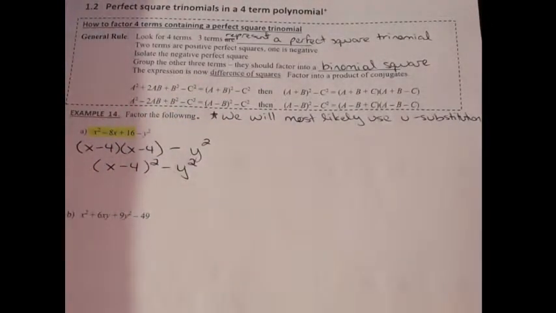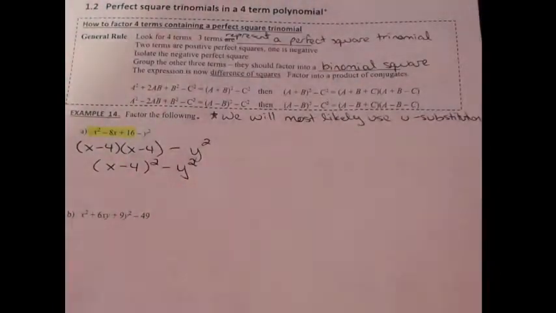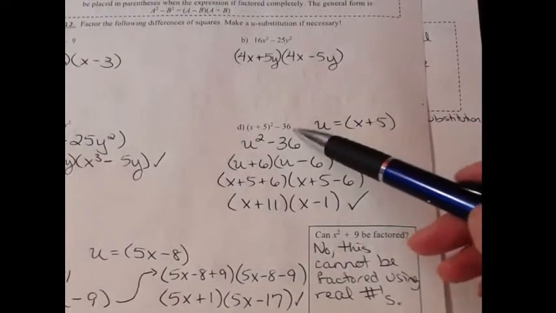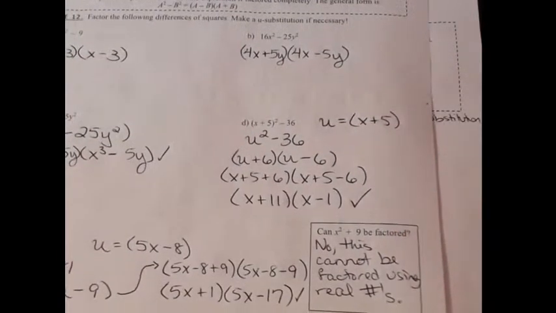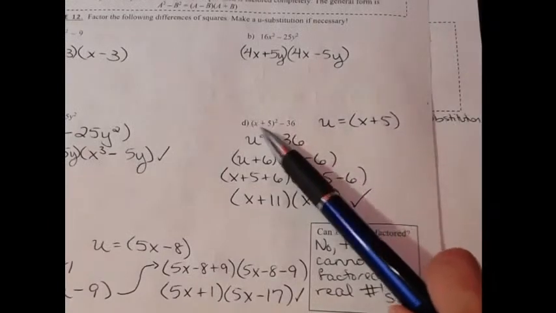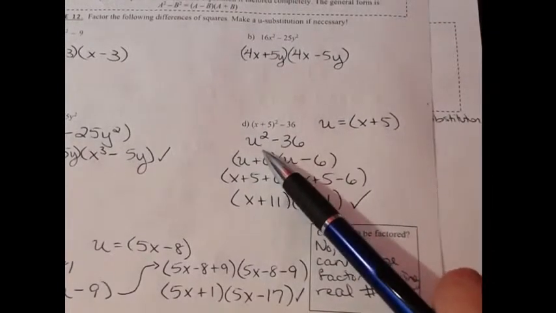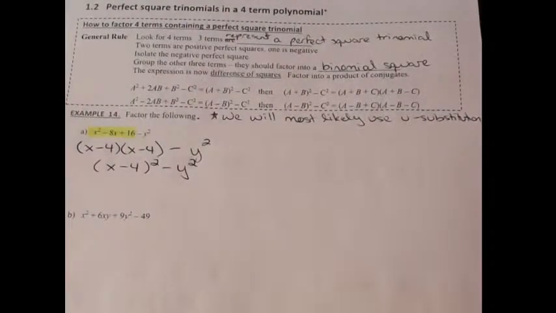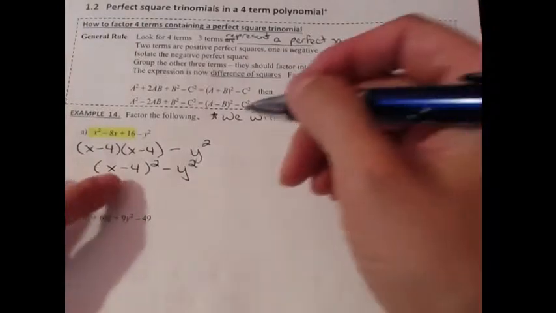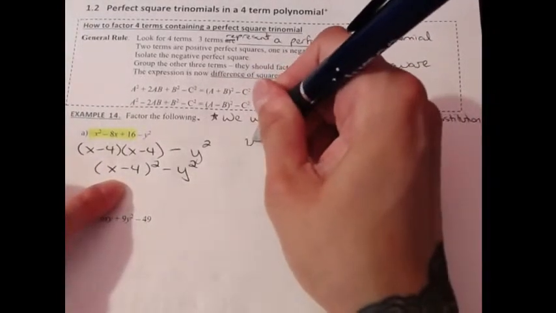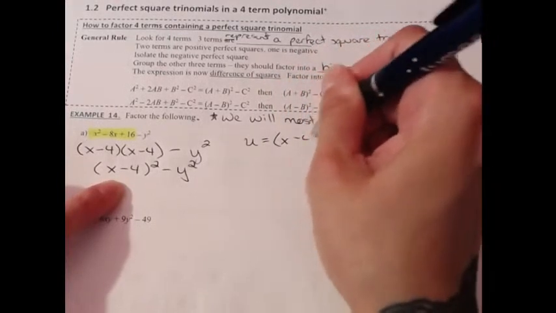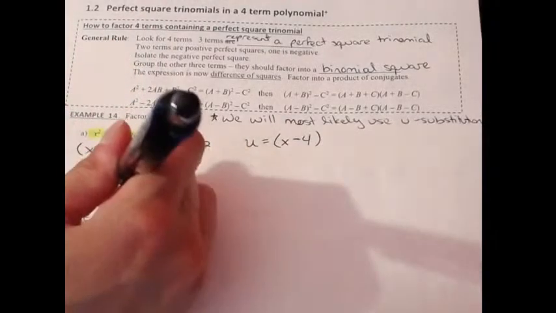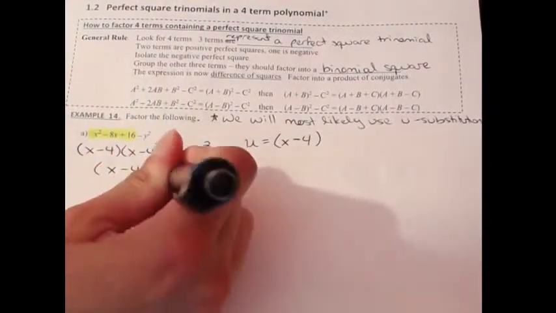Recall from our previous page, when we had an expression that was squared minus 36, we opted to use the U-substitution. We said, let's call x plus 5 u so we can replace it and then factor using a familiar technique. We are going to do the same thing here. So we're going to call u x minus 4. So that means I have u squared minus y squared.